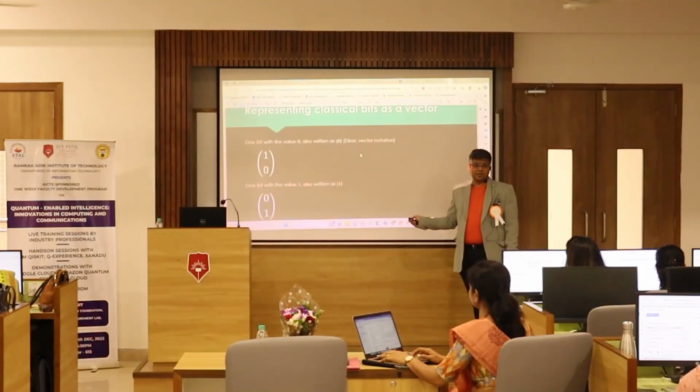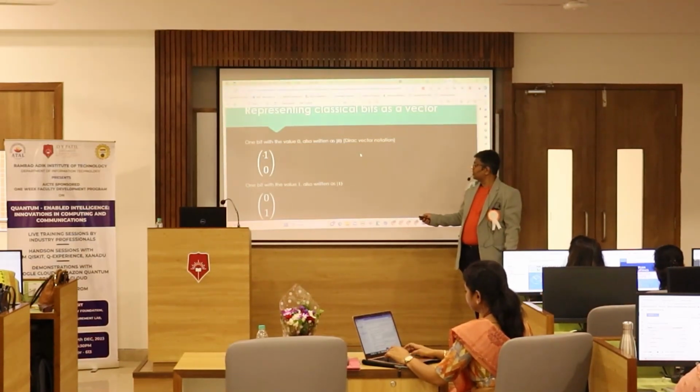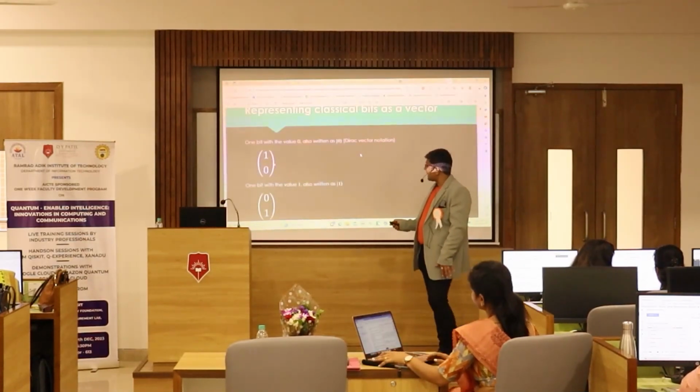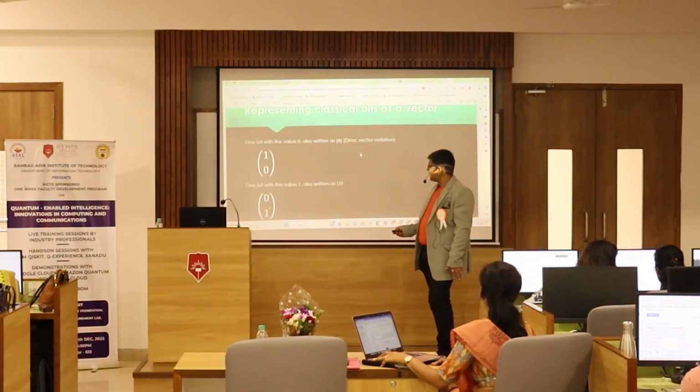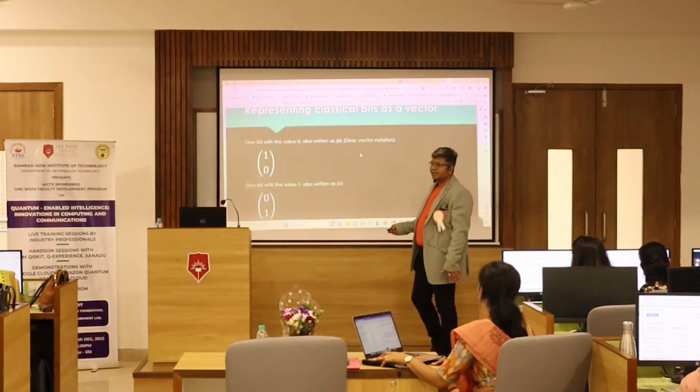This is simple algebra. A classical single bit with a value 0 is this 1 0 column matrix, and a single bit with a value 1, also denoted in Dirac notation like this, is represented like this 0 1. Which means that for 0 the state has value 0, which means 0 is not there, and for state 1 the value is 1, which means 1 is present. So in a classical bit you can either have a 0 or a 1. This is how you represent it, and you will come to know why we have represented it like this.